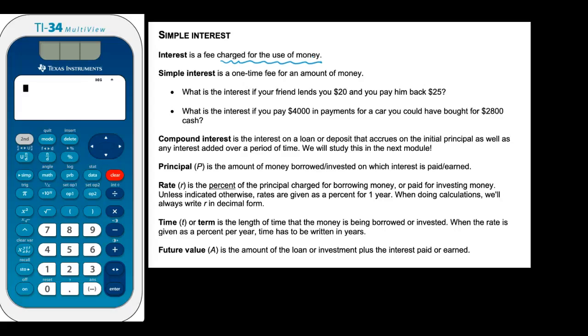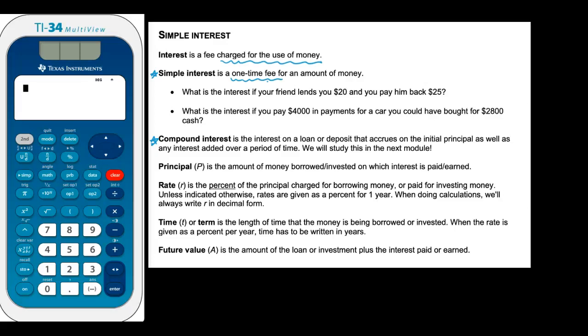There are two different types of interest: simple interest and compound interest. We're going to focus on simple interest in this video, in this module, but let's look at both so we can compare and contrast. Simple interest is like it sounds. It's simpler because it's just a one-time fee that the person pays.